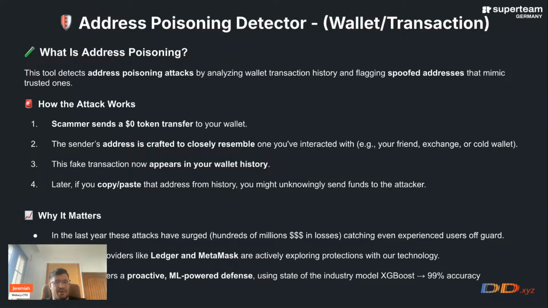But yeah, in the last year, these attacks have surged. Just hundreds of millions gone, and it's really rampant right now. A lot of wallets, exchanges, and users in the crypto space are really worried about this. So yeah, we're talking to Ledger and MetaMask about this right now. They're really interested, so it's top of mind.